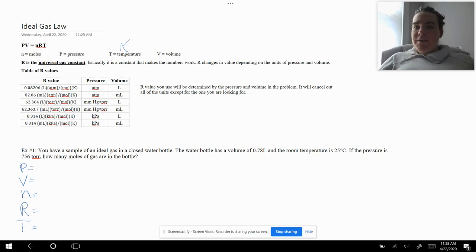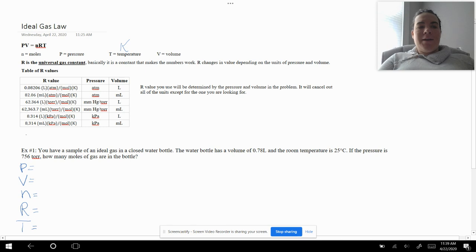Hi everybody, this video is going to show you how to solve the ideal gas law. So up at the top of the page, we've got the equation PV equals nRT. So we multiply pressure times volume, and n and R are new. N is moles. You can use the ideal gas law for moles. That's the difference between this and, say, the combined gas law. And then the other one that's new is R.